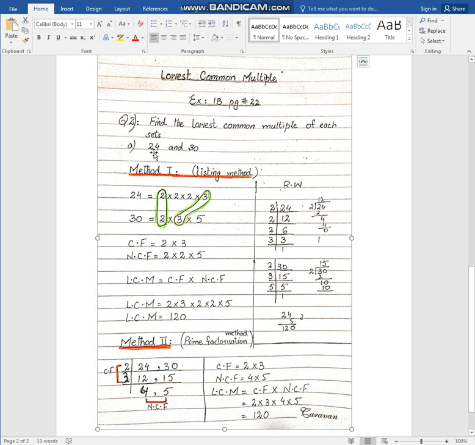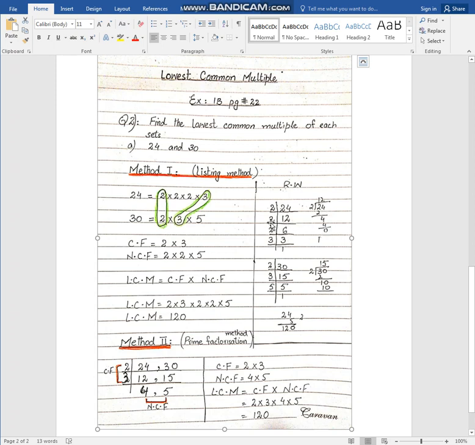For this purpose we will first find the prime factors of 24. We will write 24 here as it is, and then find its prime factors. You know that 24 is an even number. It is divisible by 2. 2 ones are 2, 2 twos are 4, and the answer will be 12. Write the 12 here.